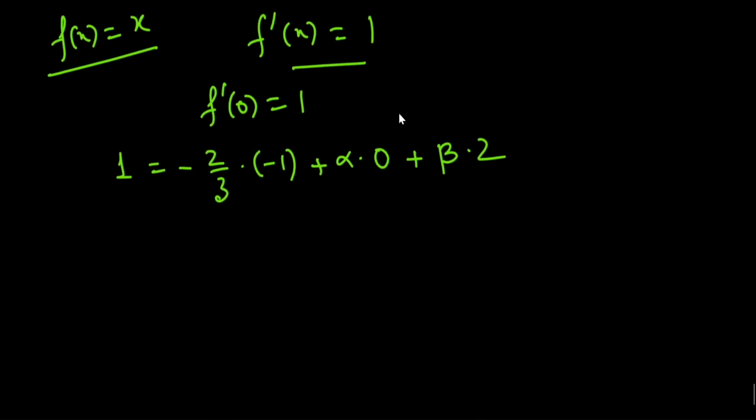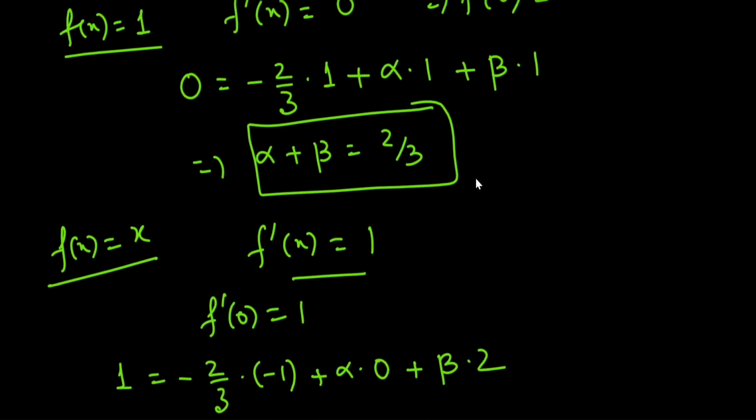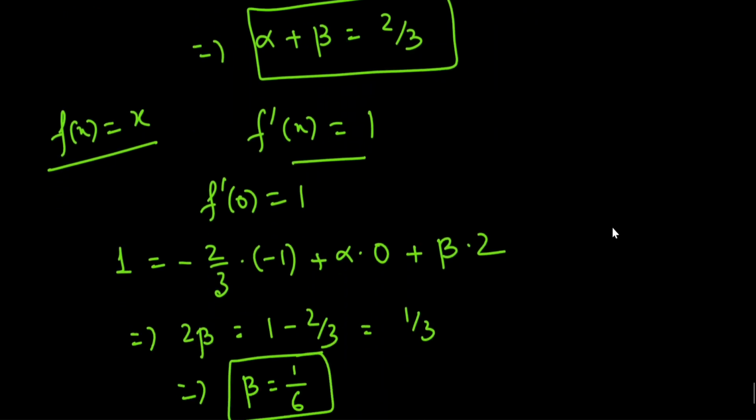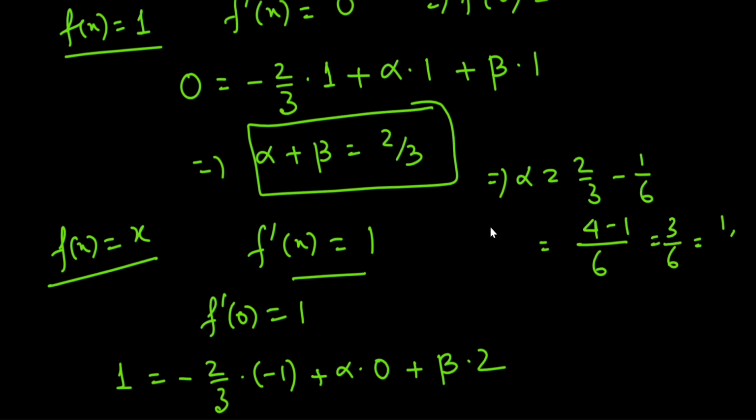So this implies 2 beta equal to 1 minus 2 by 3, and this implies 1 by 3. Now this implies beta equal to 1 by 6. Now we get beta equal to 1 by 6, and we have also a relation between alpha and beta, therefore we don't proceed further to check by putting f(x) equal to x square. So beta equal to 1 by 6, and from here alpha equal to 2 by 3 minus 1 by 6. This implies (4 minus 1) by 6, so 3 by 6, and this is equal to 1 by 2.